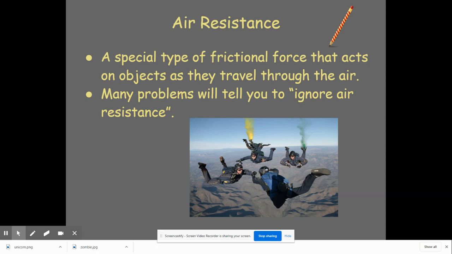Now, if we get into our physics problems and it says ignore air resistance, then that means trust us. We're just saying, yeah, we know it's there, but don't worry about it. Okay, so sometimes you'll see that in a problem.